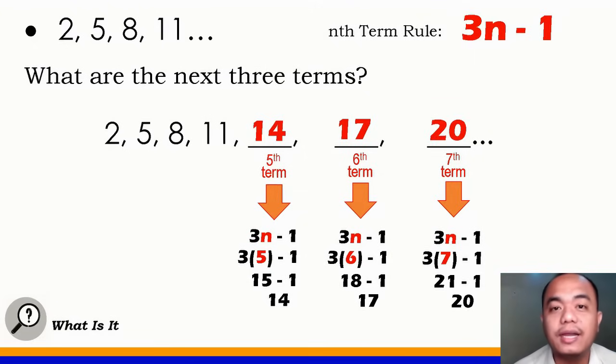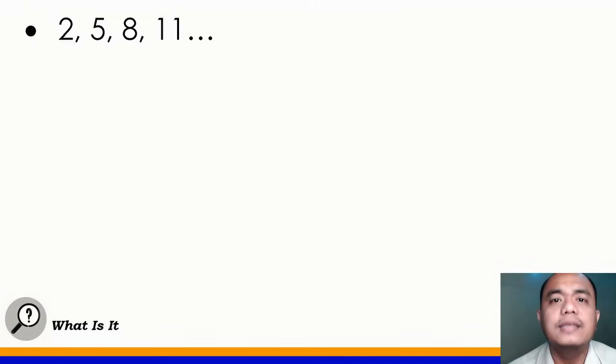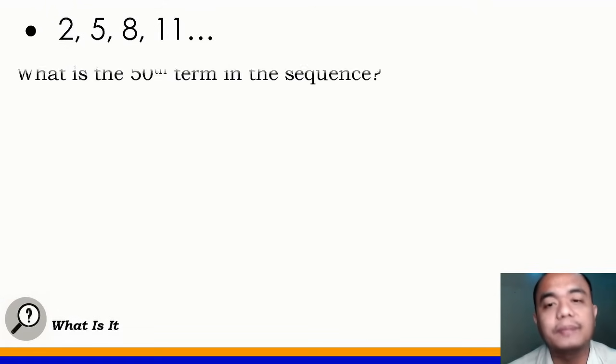Do you have now the idea, class, how to formulate our n-term rule? And we have also how to identify the next 3 terms using our n-term rule. Saan pa natin pwede magamit yung n-term rule na formulate natin? Example, the question is, what is the 50th term in the sequence? Gamit daw ng 2, 5, 8, 11 na sequence, hahanapin natin yung pang-50 na term in the sequence.